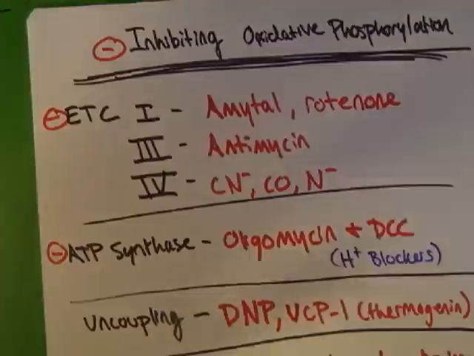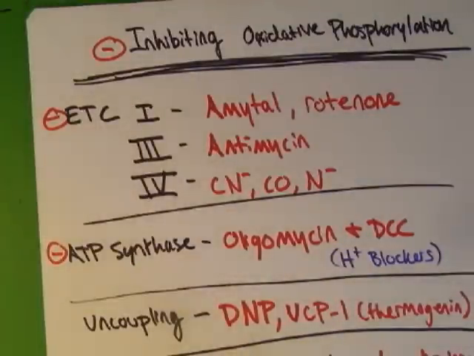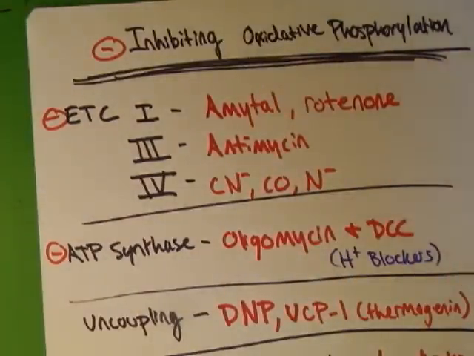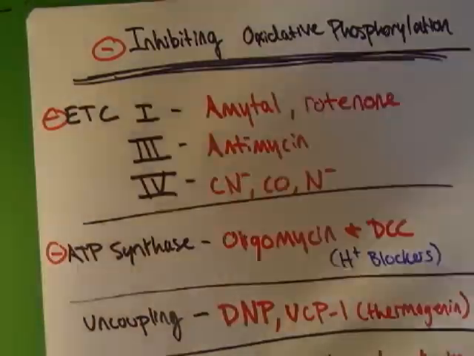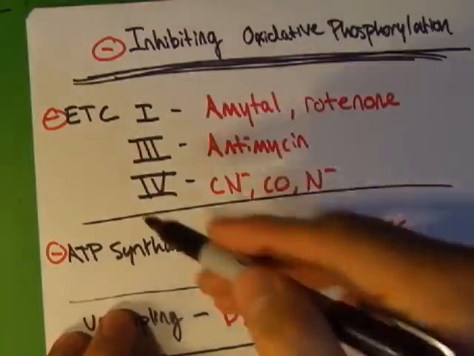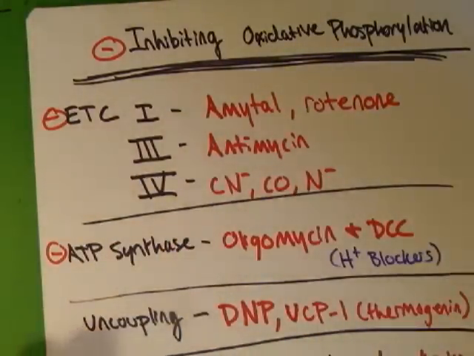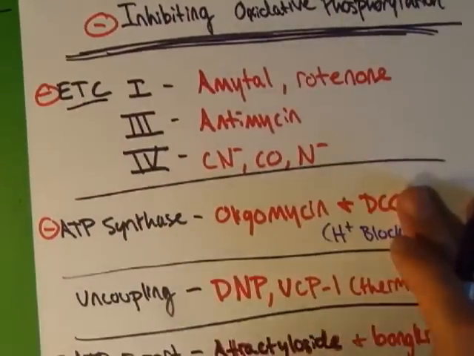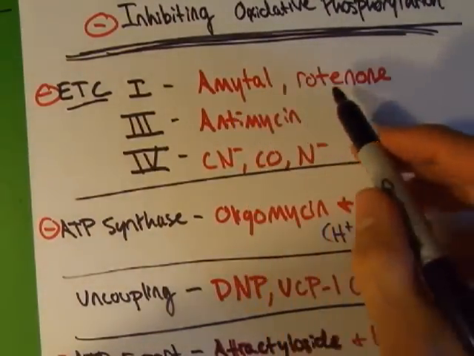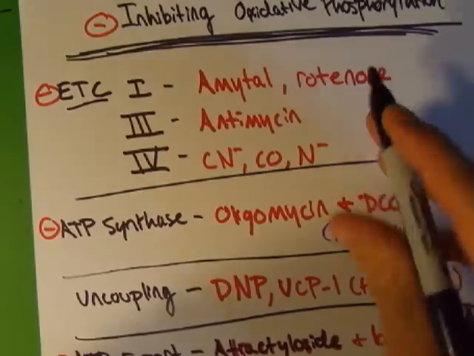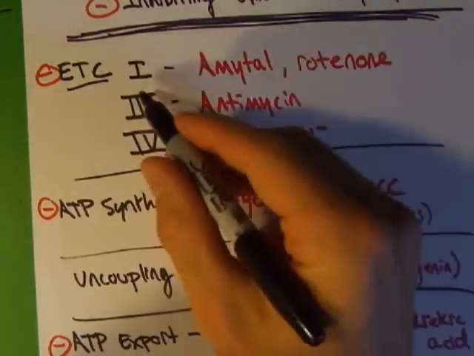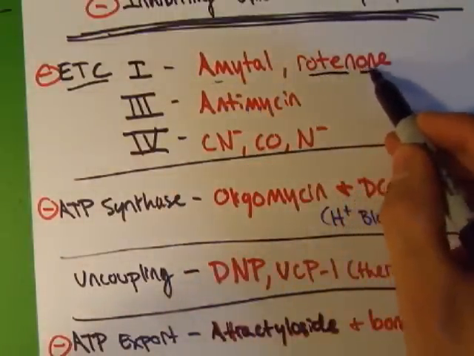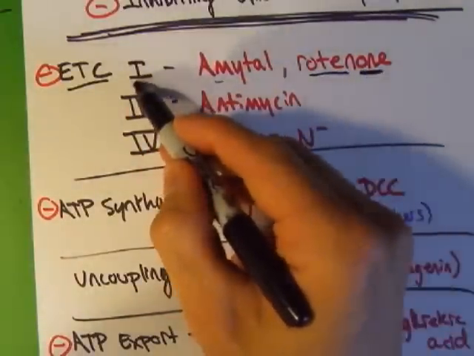So the regulation is just memorizing, there's no really easy way to do it. It's all inhibiting oxidative phosphorylation, so you don't have to memorize what's inhibiting and what's stimulating. So the different parts of oxidative phosphorylation start with the electron transport chain, amytal, and these are names I can't even pronounce, so I'm not going to bother. The way I memorized this one was Amy is a rotten one. 1, 1.